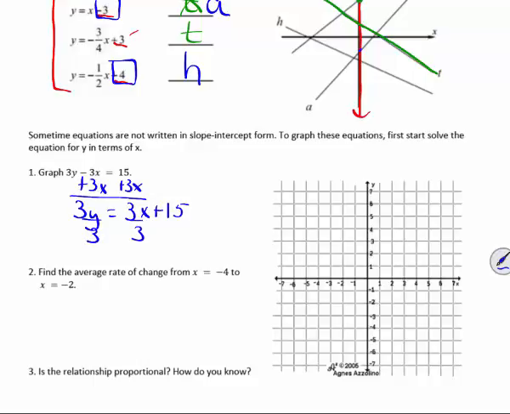Now I have to get rid of the 3, so I'm going to divide by 3, but I'm going to divide all parts by 3. So these cancel, so this is y. 3 divided by 3 is 1, so that's just x. 15 divided by 3 is 5.